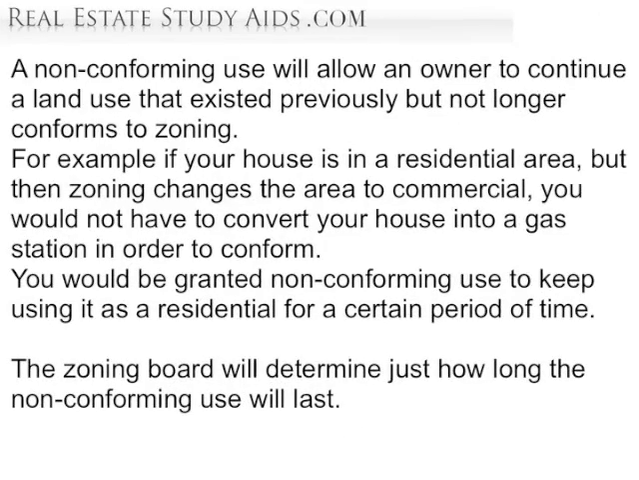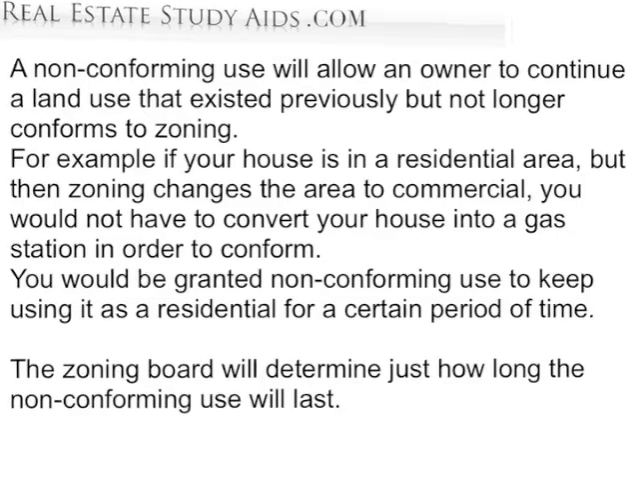A non-conforming use will allow an owner to continue a land use that existed previously but no longer conforms to zoning. For example, if your house is in a residential area, but then zoning changes to commercial, you would not have to convert your house into a gas station in order to conform. You would be granted non-conforming use to keep using it as residential for a certain period of time. The zoning board will determine just how long the non-conforming use will last.